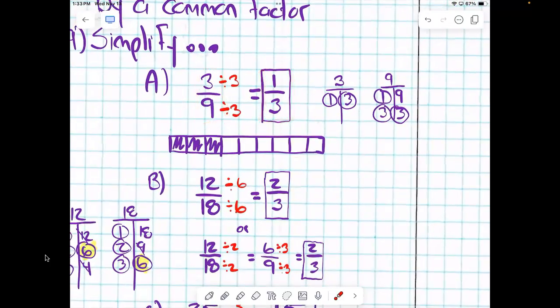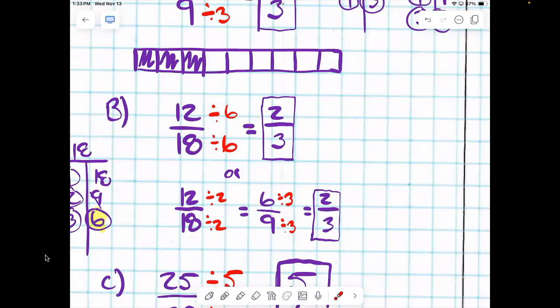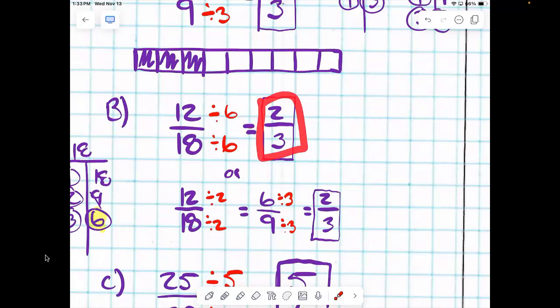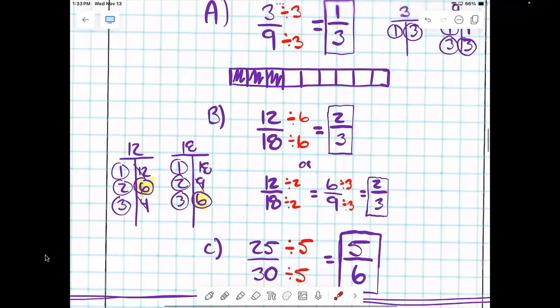Are they the exact same? Yes. In this situation, we actually did it two different ways. We still got 2/3, right? Yes. But this one we only divided one time because what did we use? We used the greatest common factor. We found, using our smiley face method, 6 to be the greatest common factor of our numerator and of our denominator, right? Yes.